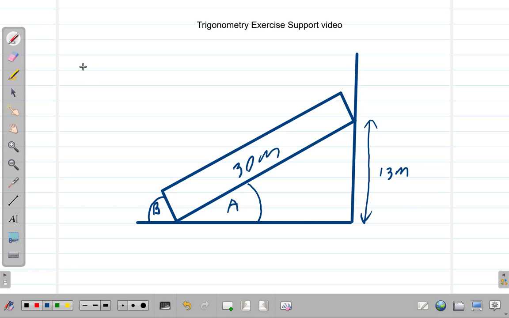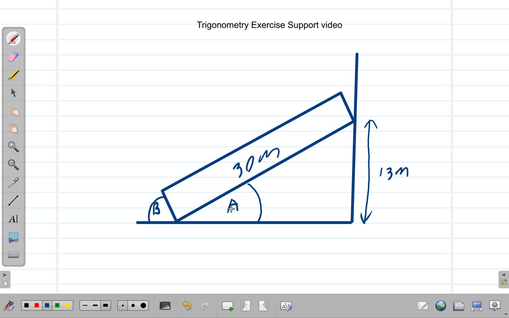Let us say you have a rectangular object 30 meters long leaning against a wall, and the height of where it touches the wall is 13 meters above the ground. The length here along the object is 30 meters.